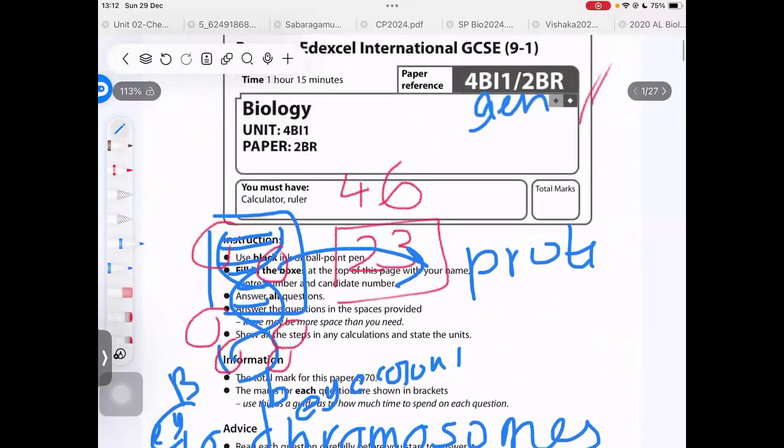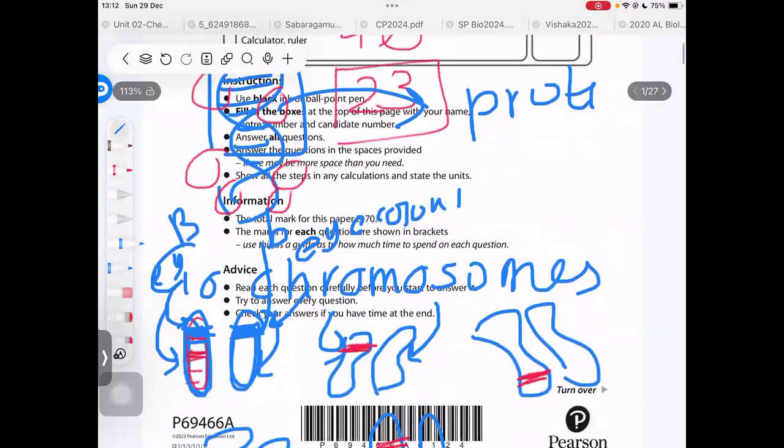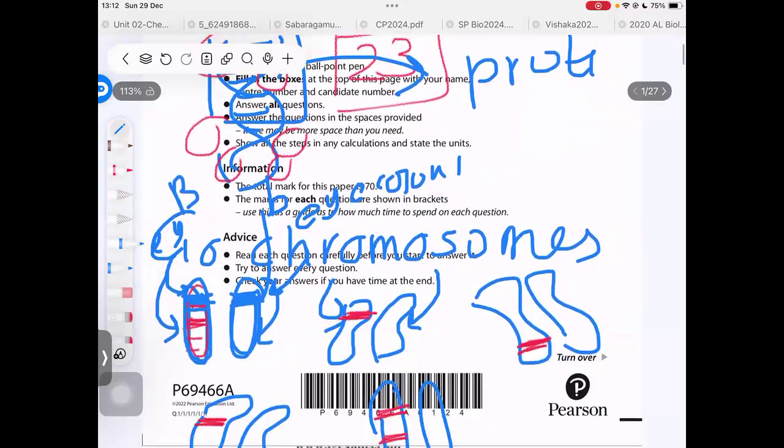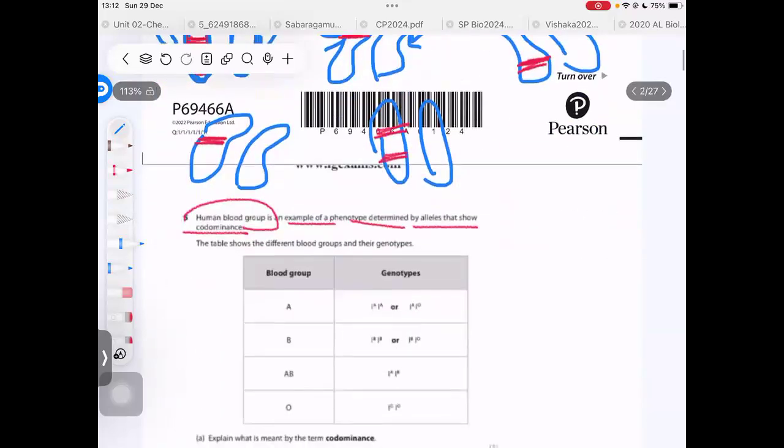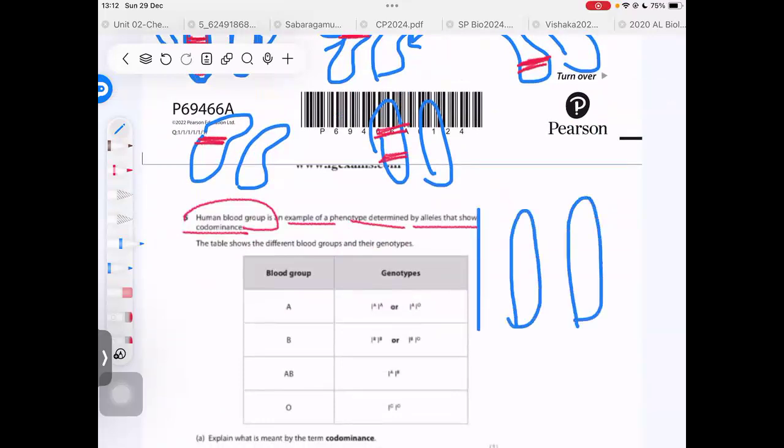For example, the gene codes for a protein, and for that protein there are different varieties: black eye color protein, brown eye color protein. Likewise, there are different proteins. That is what you call alleles. That we know. So, if we take this pair of chromosomes in our body, there is a pair of chromosomes that codes for our blood group.